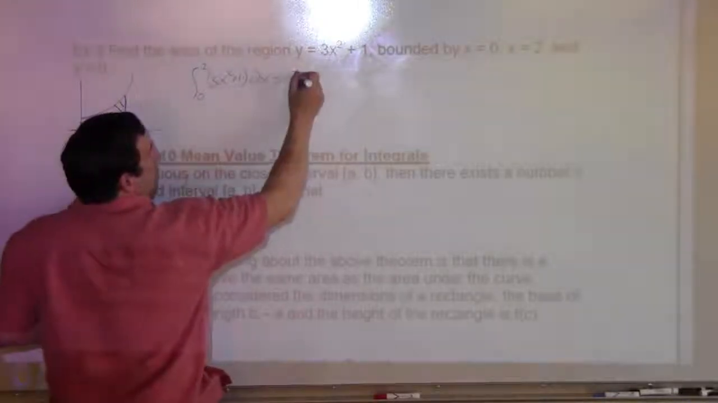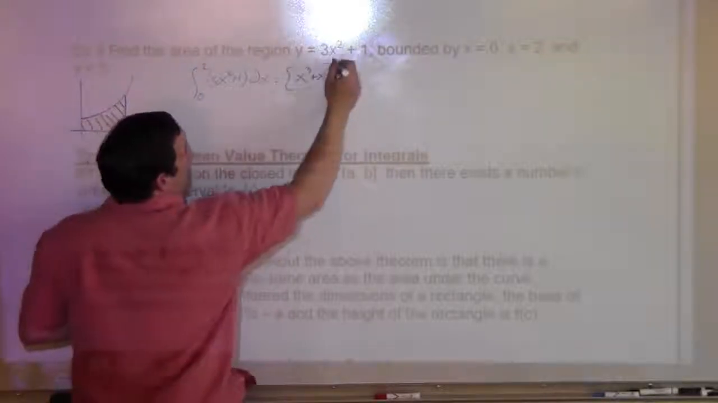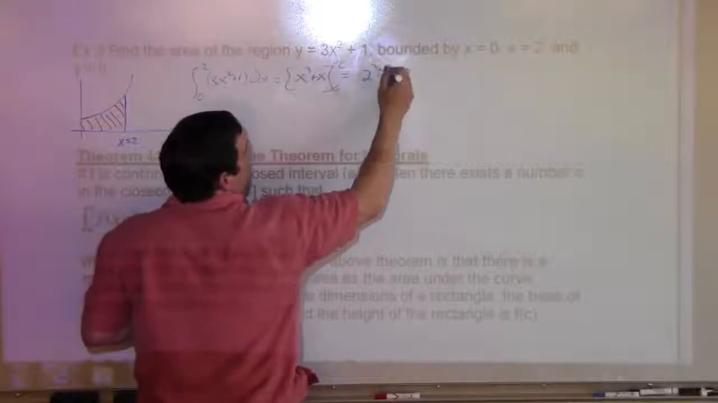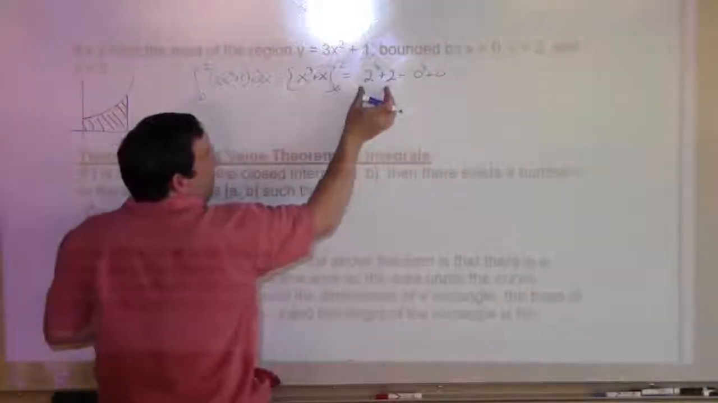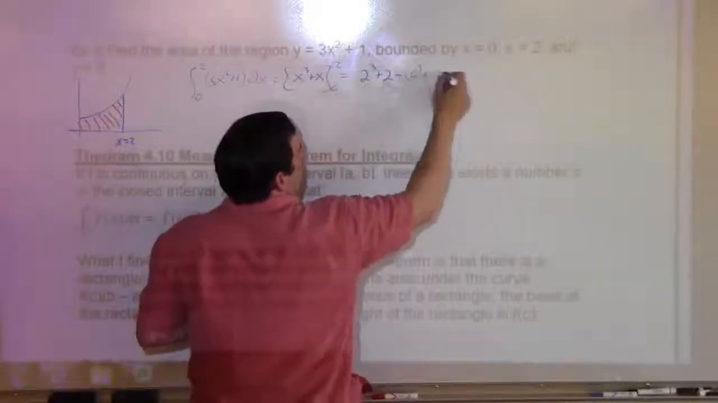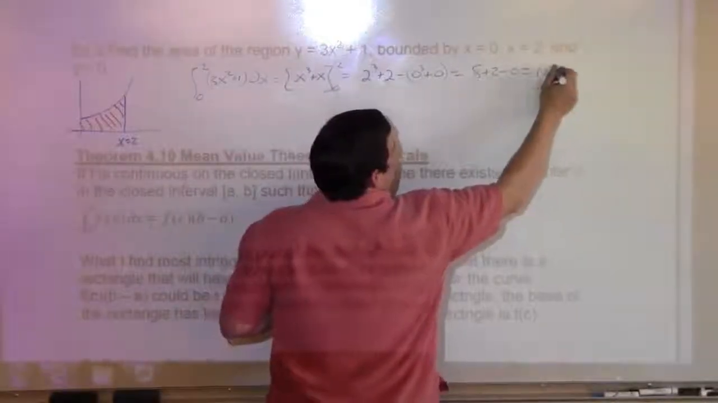That's going to be x cubed plus x from 0 to 2. That's going to be 2 cubed plus 2 minus 0 cubed plus 0. That's again my f of 2 minus my f of 0. So we're looking at 8 plus 2 minus 0, that's 10.